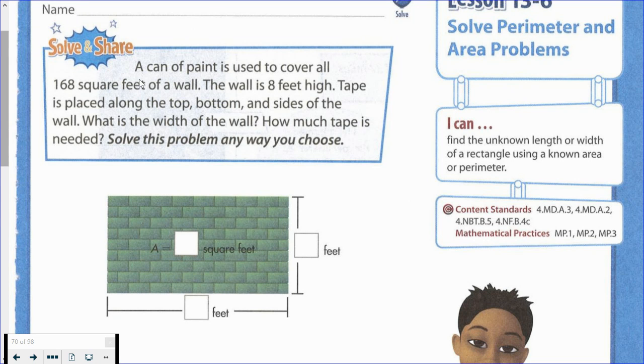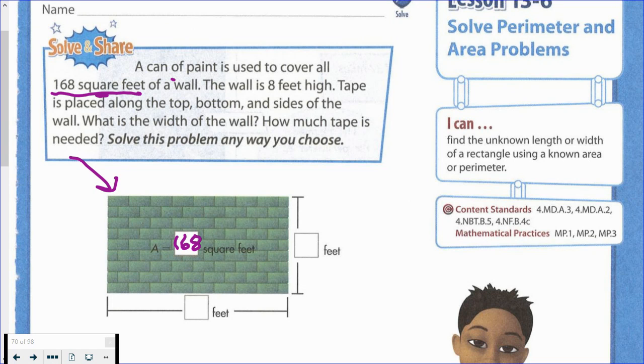Okay, first sentence. A can of paint is used to cover all 168 square feet of a wall. Okay, what does that sentence tell us? Well, we have this wall that we're covering with paint. We know the wall is 168 square feet. Well, when I hear square mentioned with a unit of measurement, I immediately know that we're talking about area. So we actually know the area of this wall. We know it is 168 square feet. So go ahead and grab your writing tool and fill in the area box, 168 square feet. That takes care of the first sentence.